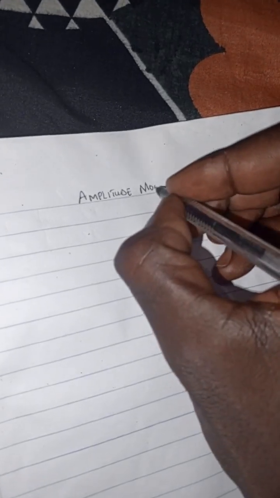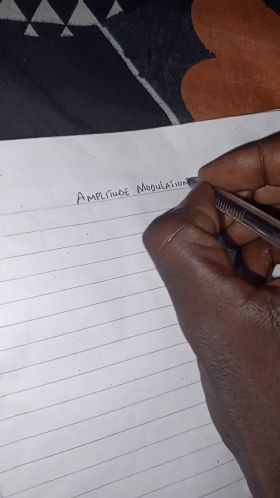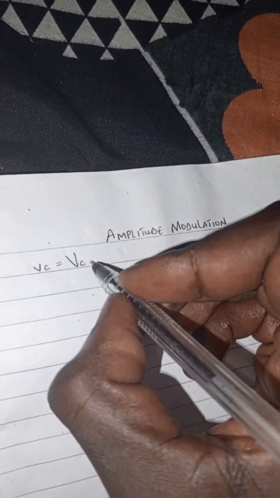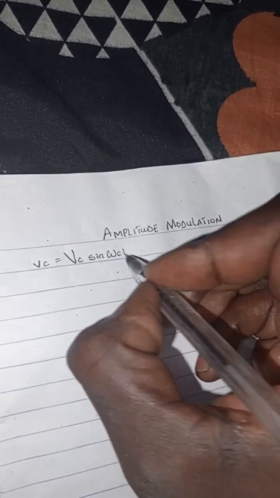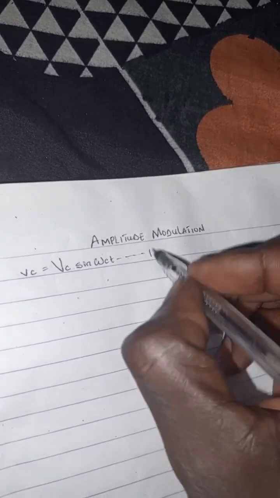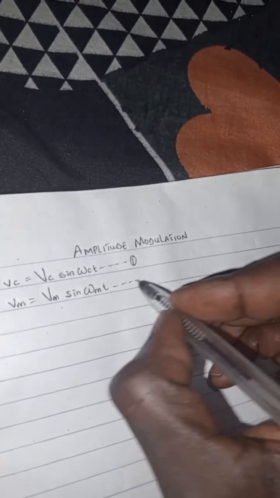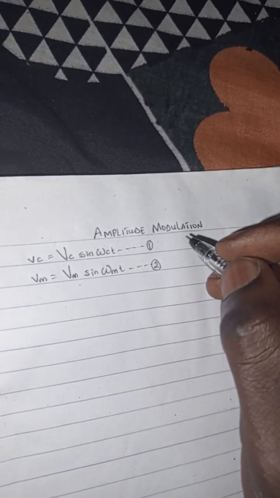So I tagged the topic to be amplitude modulation. So we say, what is amplitude modulation? It's a system of modulation in which the amplitude of the carrier signal. So this is the amplitude of the carrier signal. Small vc is equal to big Vc sine omega ct. I tag this to be my equation 1, and then small vm is equal to big Vm sine omega mt as my equation 2.